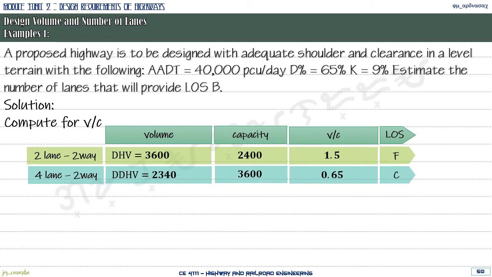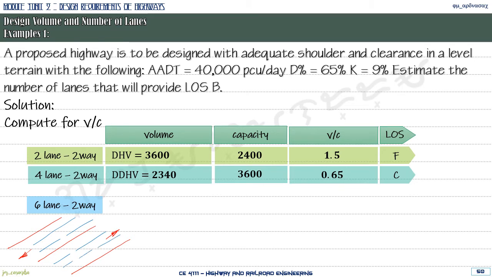So for our next assumption, we'll now be using a 6-lane two-way highway. So for our 6-lane two-way highway, this will now be one road. We divide it into 2 directions, and for each direction we will have 3 lanes.